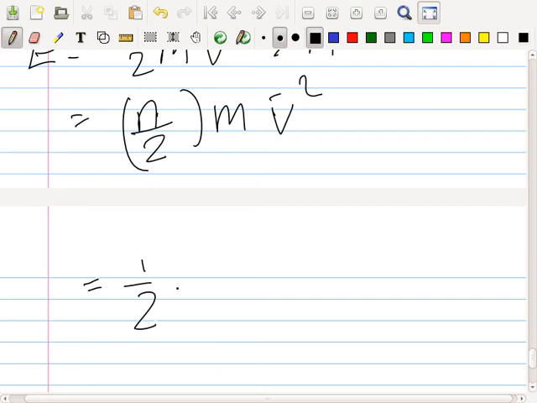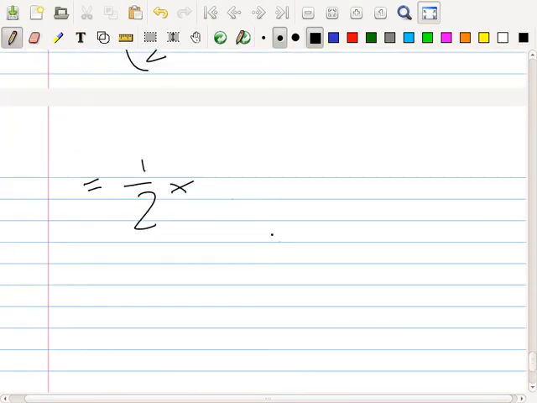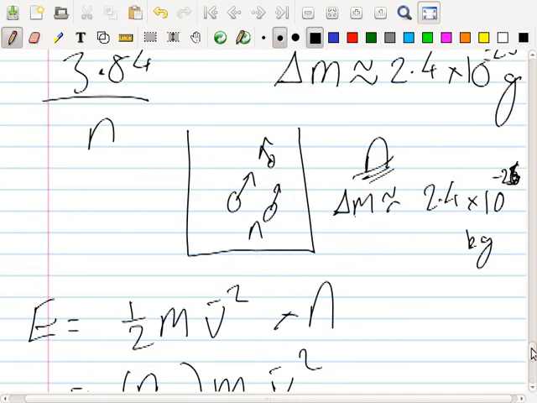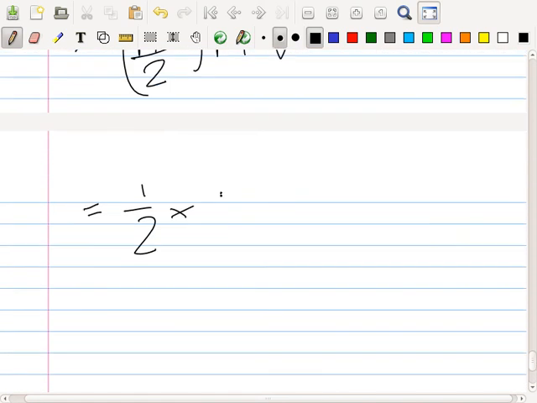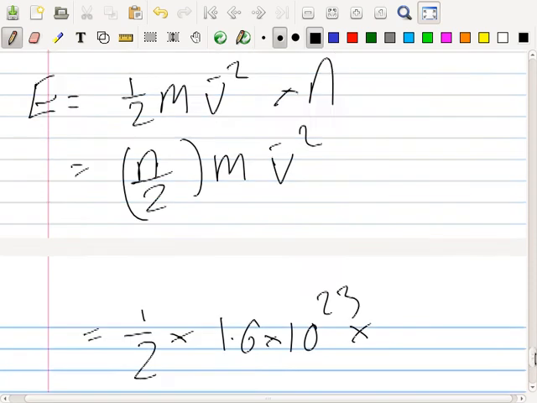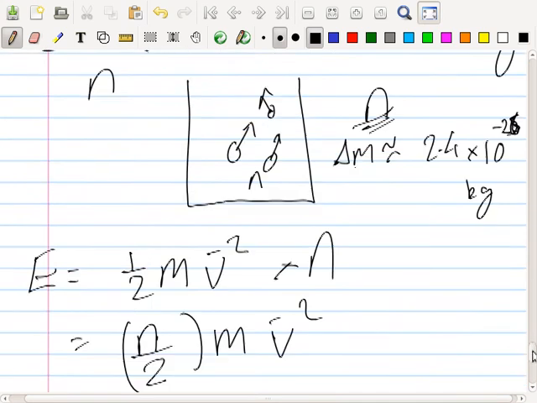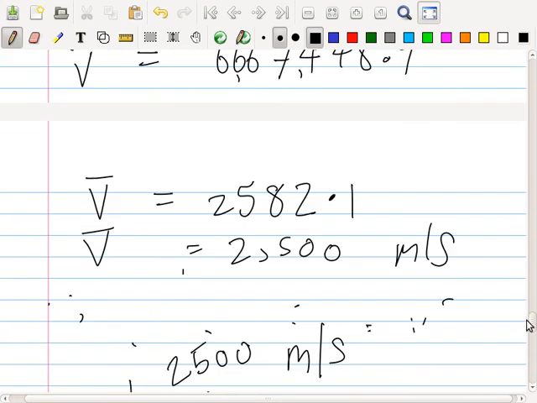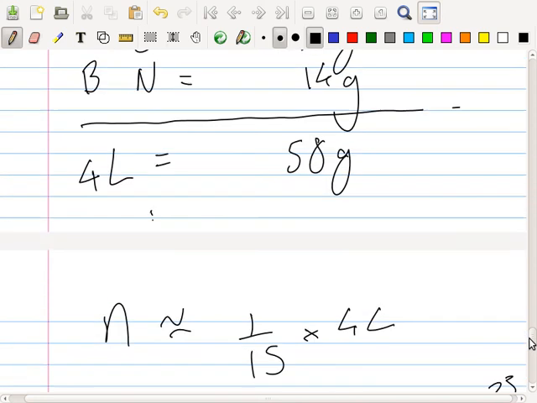All right. A half times n. It's 1.6. Where's my n? 1.6 times 10 to the 23. Times m, 2.4 times 10 to the minus 25. Times v squared, which is 6.6 million about.